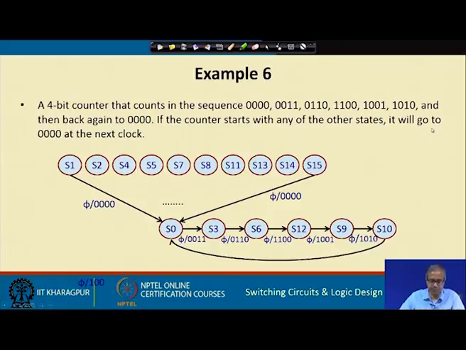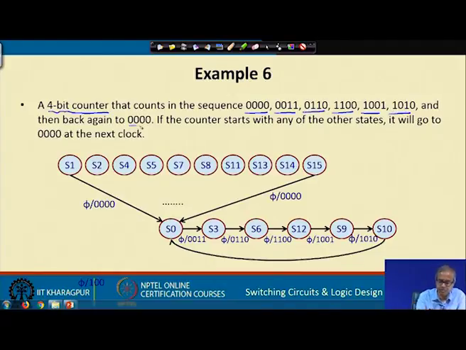So, let us take one last example. This is a slightly more complex kind of counter. This is also a binary counter, but it does not count in the binary sequence. This is a 4-bit counter that counts in the sequence first 0 0 0 0, then 0 0 1 1, then this, then this, then this. So, there are 6 states and then back again to 0. I have again used the decimal equivalents of these states: S0, S3, S6, S12, S9, S10 and then back to S0.